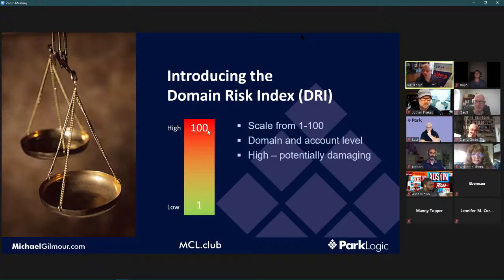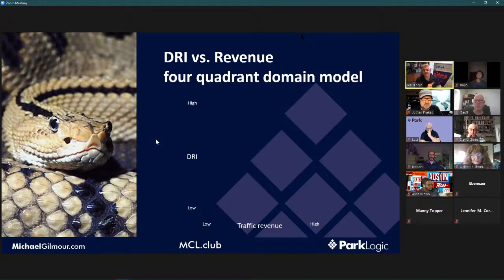If you have domains up near the high end, that's potentially damaging to your overall quality score for your account with all the advertisers. On the other hand, if it's low, then it's potentially reinforcing. You'll get better results. So keeping this in mind, I'm going to show you a very simple diagram right now, where we have the domain risk index on the left-hand axis, from low to high, and traffic revenue from low to high along the right-hand side.